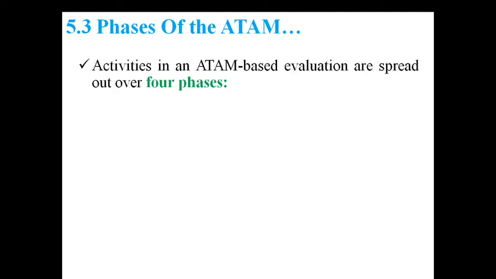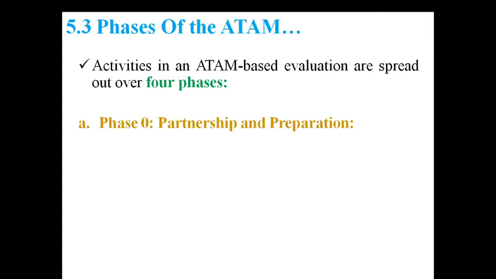Right. Next, phases of the atom. How many phases do we have in this atom? We have 4 phases: 0, 1, 2, 3. In these 4 phases we have to give the perfect output of this atom. First one, phase 0, partnership and preparation. Out of these participants, 3 groups we met: one is the evaluation team, one is our main project team, and next is the stakeholders team.